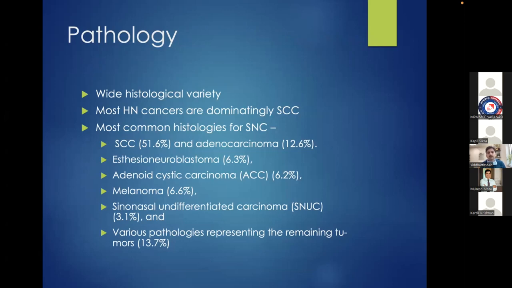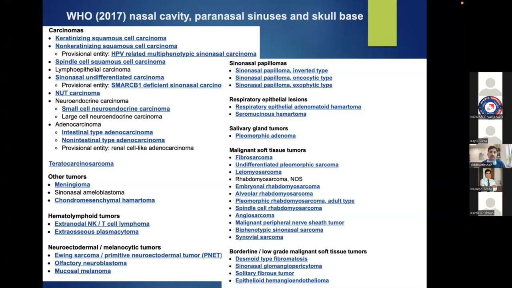You can have neuroblastoma arising from olfactory epithelium, adenoid cystic from the minor salivary gland, mucosal melanomas from the nasal cavity, sinonasal undifferentiated carcinomas from the neuroectodermal tissues, and other tumors like lymphoma and sarcomas also arising from this region. This gives a wide spectrum of tumors, and the histology becomes very important. This is the WHO classification of the variety of tumors that can happen in the sinonasal cavity. You can see the histological variation.